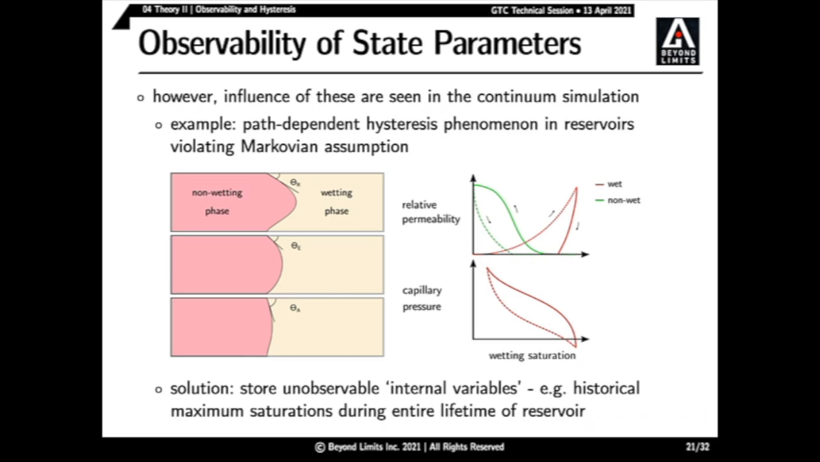Now, what do we do in our situation? This historical maximum saturation becomes an internal variable that exists during the lifetime of the reservoir, but something that we cannot directly observe at the continuum level. Of course, this introduces a history dependence which directly violates the Markovian assumption, but in our case, this can be overcome quite simply by taking into account the historical maximum as an augmentation to the original state vector. And this, of course, completes the system and ensures that it becomes an MDP.